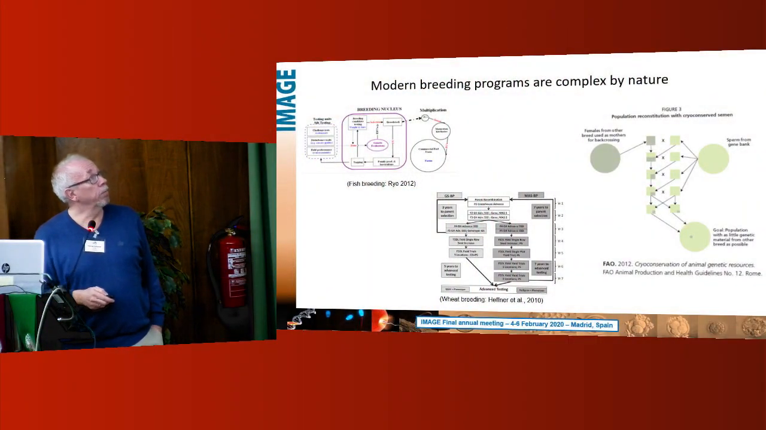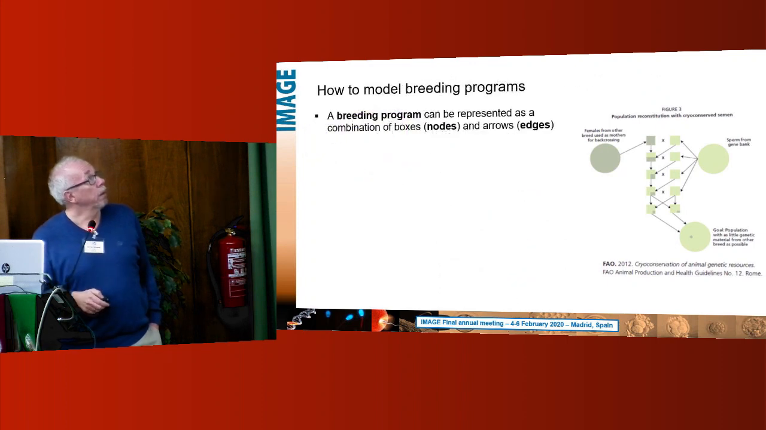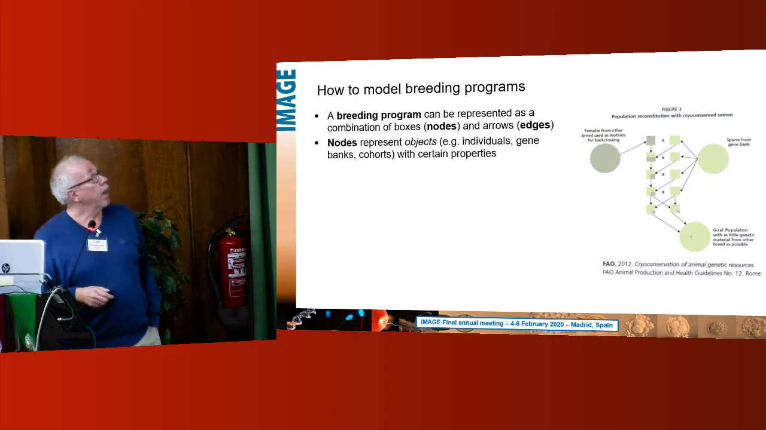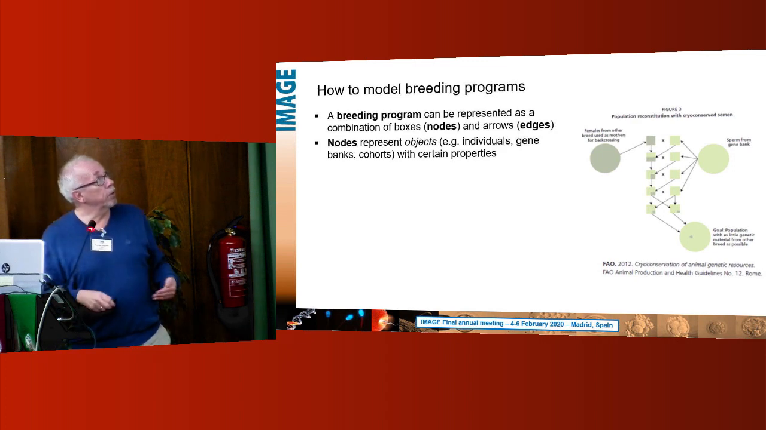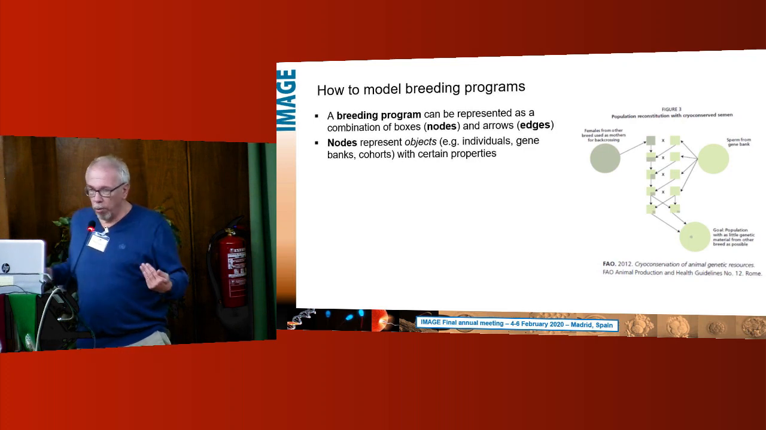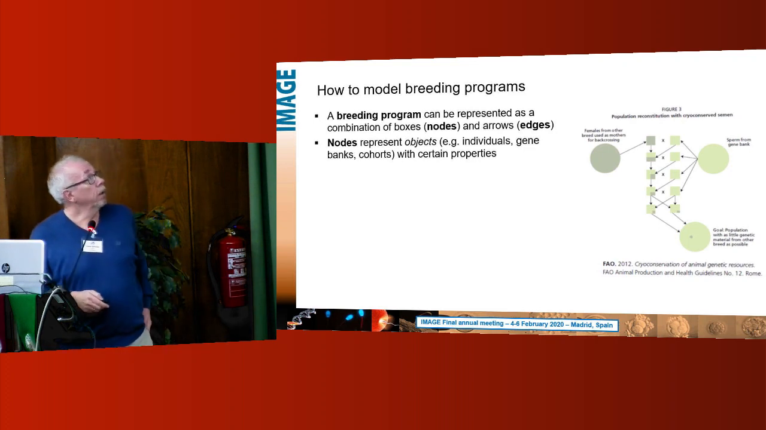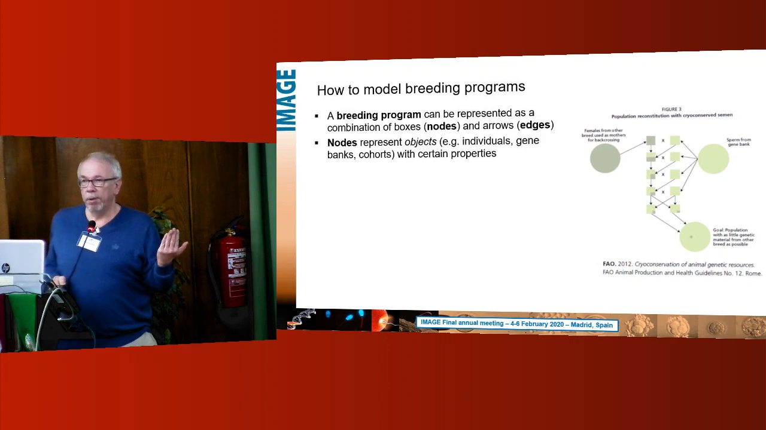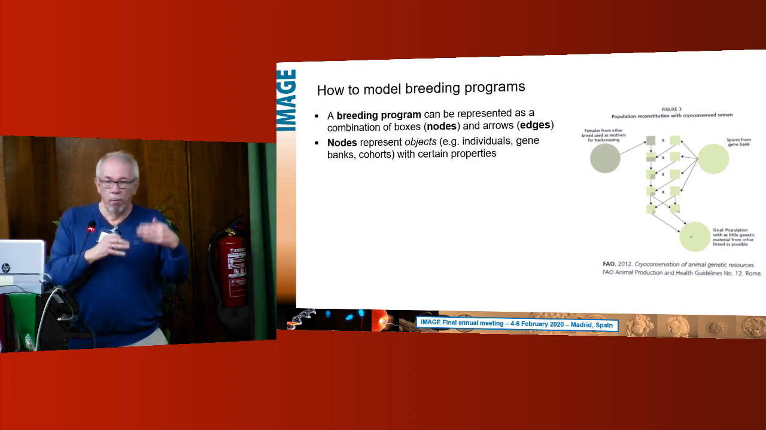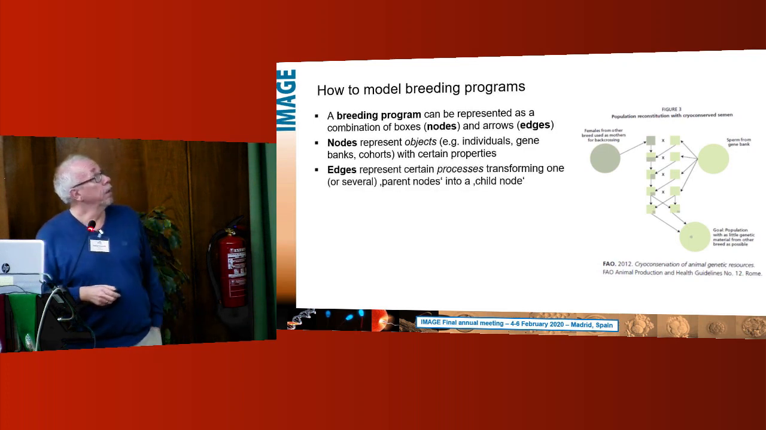And that's actually what we finally came up with. So these boxes are called nodes now, and the arrows are called edges. And nodes represent objects, which can be individuals, gene banks, cohorts, semen, embryos, single genes, whatever, which have certain properties, which of course need to be defined. So you have to say, is it a cohort containing females or males, or what age are these individuals?